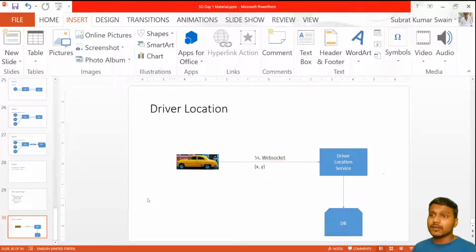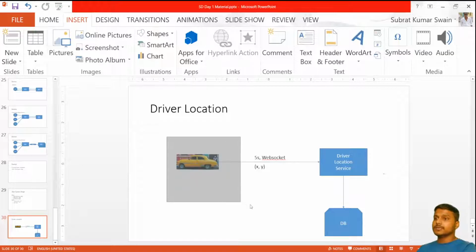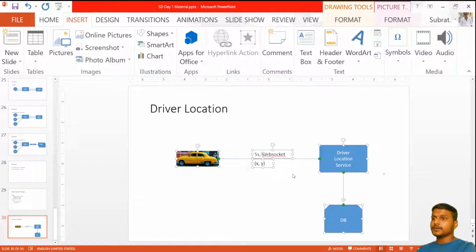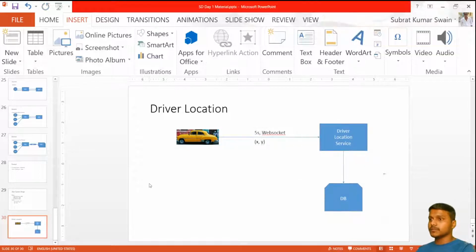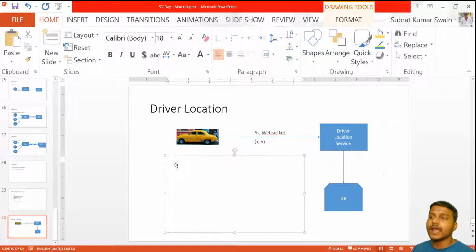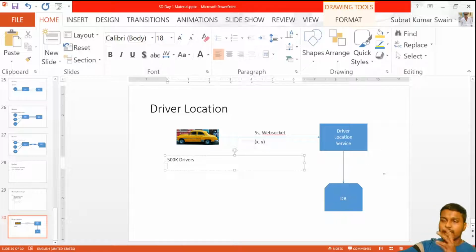Now we have to do some mathematics here, some calculation. I'll just store this entire thing here, because I want to write something down. Insert text box. What kind of calculation? We have discussed that there would be 500,000 drivers always. I don't need the total number of drivers at a moment. How many active drivers are there at the moment? Because that many requests. At a moment, only the active drivers would put requests.